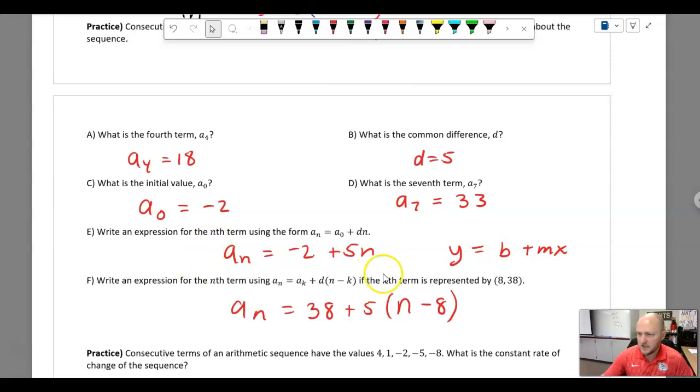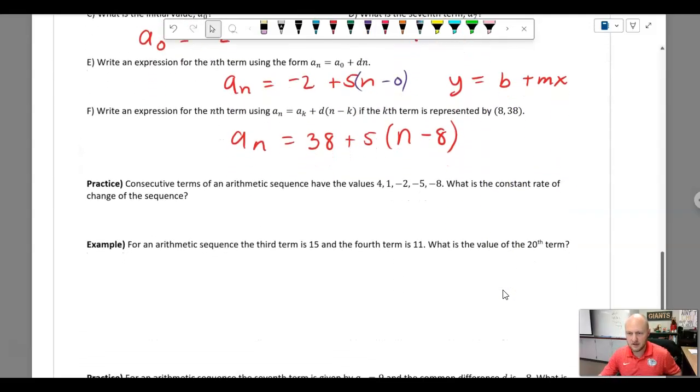There's your function. Now we can rewrite this using not my initial value, but what if I wanted to start with my 8th term? Well, the 8th term is 38, so I start at 38, and I'm going to add 5 however many times, but I take away 8, because I've already done it 8 times. Very similar, and I want you to look up here. Isn't this the same thing as if I did this? Isn't my 0th term negative 2? We just don't write that. Hopefully you got that correct.